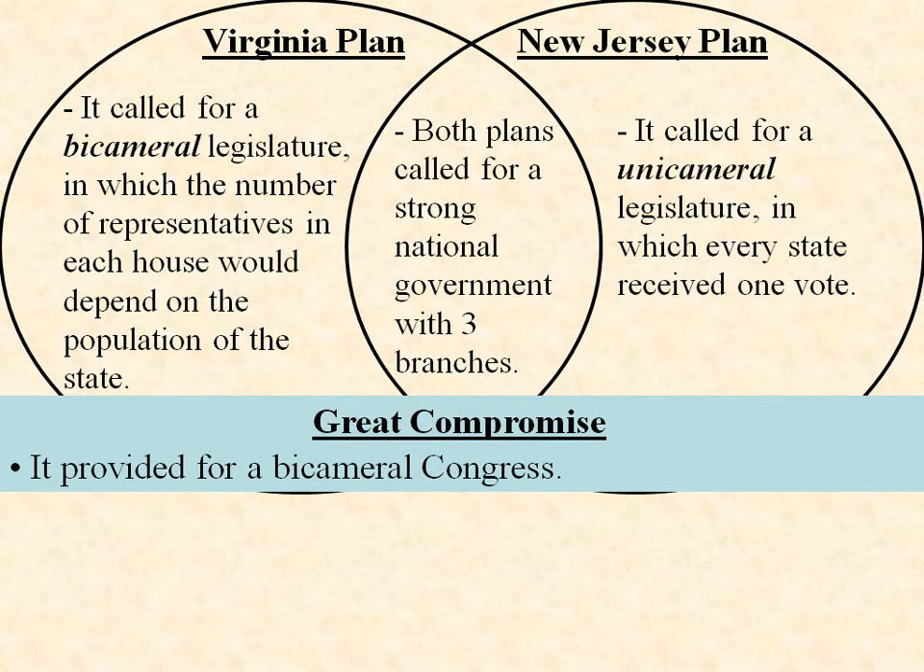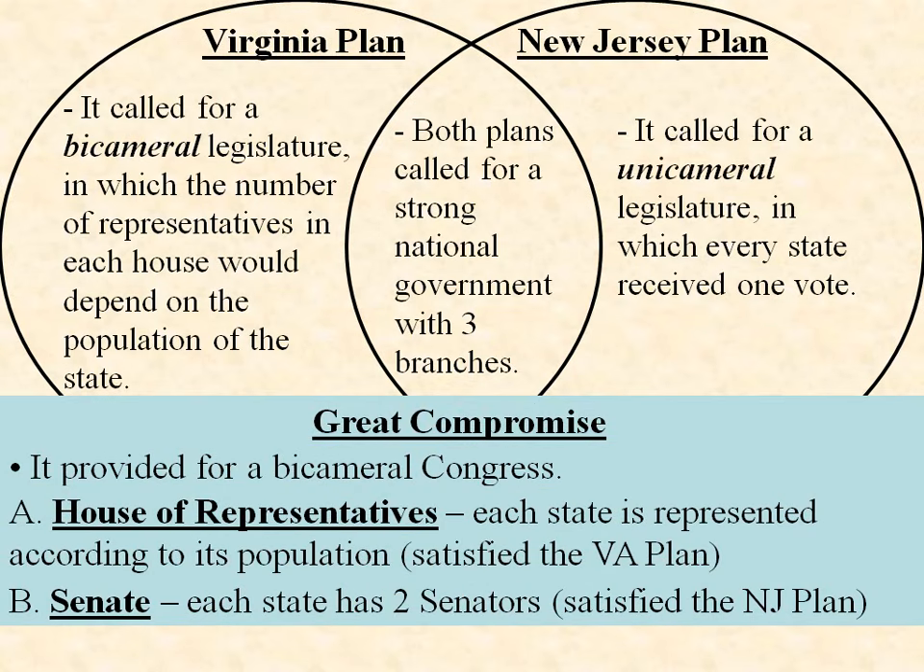All right, you have what's called the Great Compromise. So we adopt the bicameral legislature idea, and you have a formation of 2 parts of Congress. You have the House of Representatives, in which each state is represented according to its population. This satisfies the Virginia plan. Then you have the creation of the Senate, in which each state has 2 senators, and that satisfies the New Jersey plan.